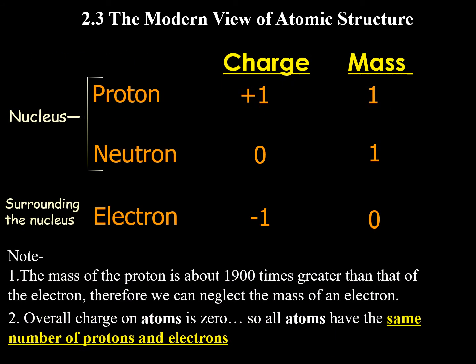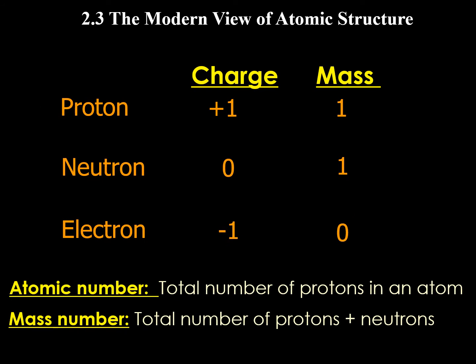As I said here, if you look at point number 1, the mass of the proton is about 1900 times greater than that of an electron, and therefore we can neglect the mass of the electron, hence we give it a value of 0. And overall, the charge on atoms is 0. Usually you have the same number of protons and electrons for a given element.